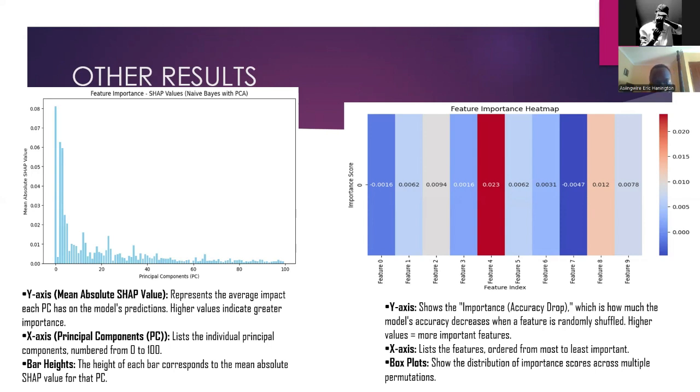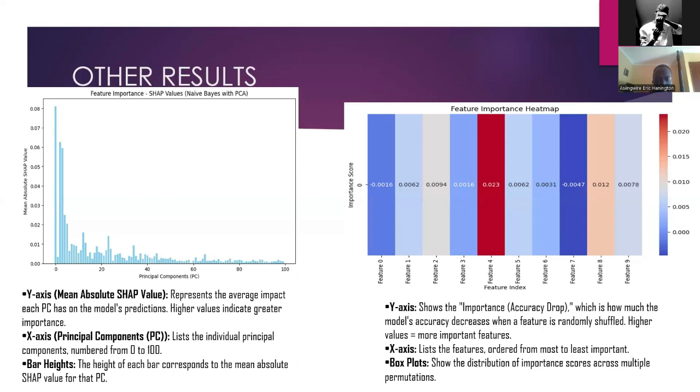The next one here is our heat map that also represents the feature importance on the LSTM. The y-axis has the accuracy drop, showing how much the model accuracy decreases with a feature randomly shuffled. A higher value equals a more important feature, similar to the previous one. The x-axis lists the features ordered from most to least important, and the box plots show the distribution of importance scores across the multiple permutations. The key for this is on the side there.